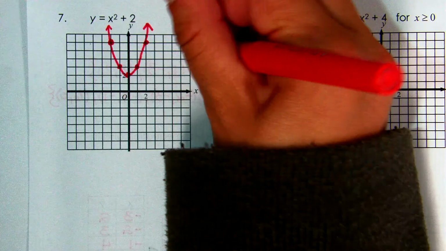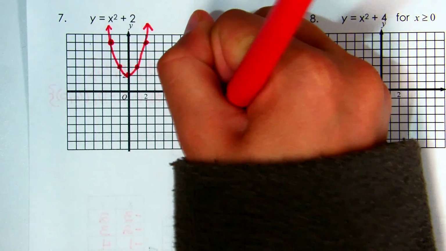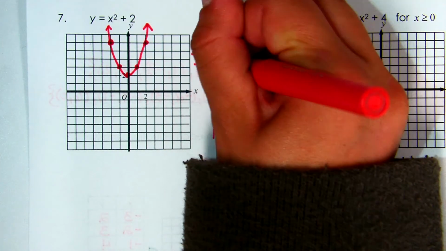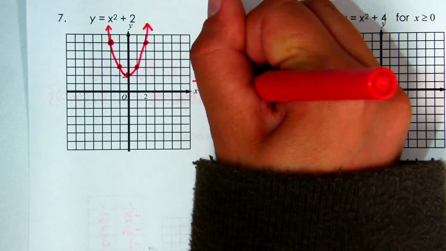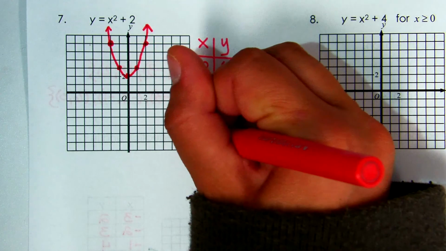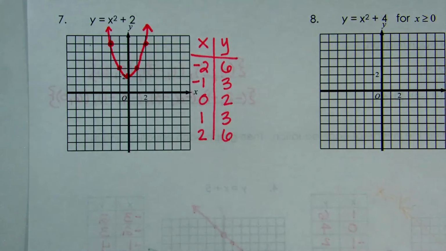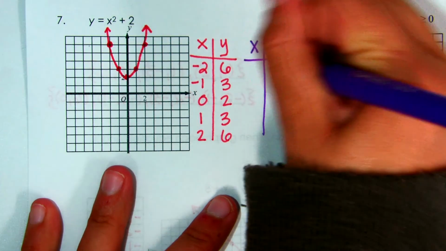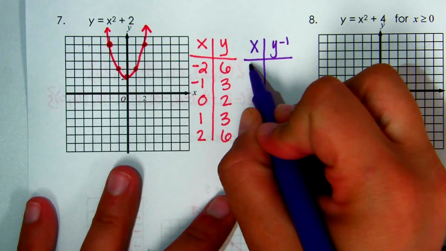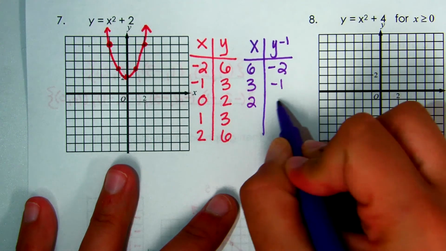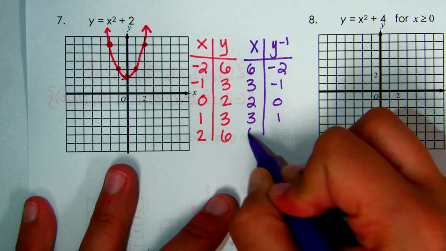and I'm going to make a T-chart of its points. So I had negative 2, 6, negative 1, 3, 0, 2, 1, 3, 2, 6. Now, x and y to the negative 1, or y inverse, switching my x and my y. 6, negative 2, 3, negative 1, 2, 0, 3, 1, 6, 2.